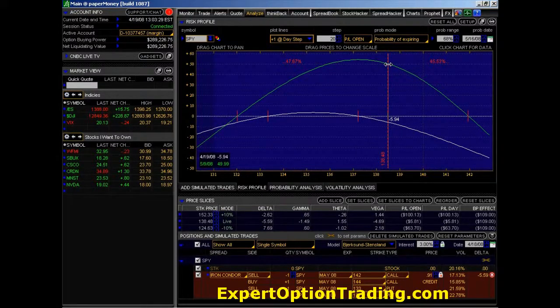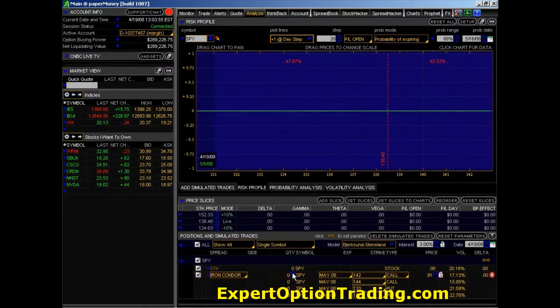What kind of a return on investment is that? Well, we only really had to put up a margin money of $109 and we got $50 in return. That's almost 50% profit. And how long did we have to hold this trade? Well, we put it on April 19th and we closed it on May 9th. That's about 3 weeks. 50% profit in 3 weeks.